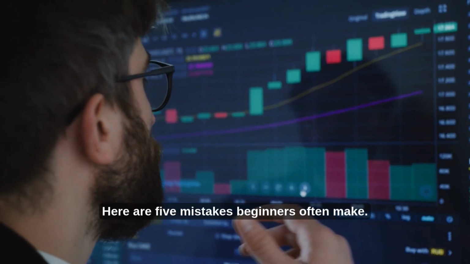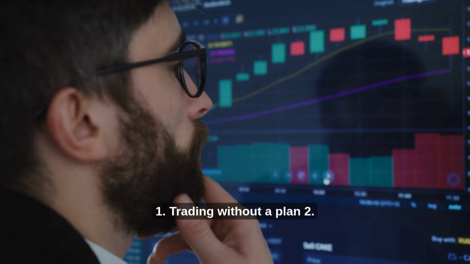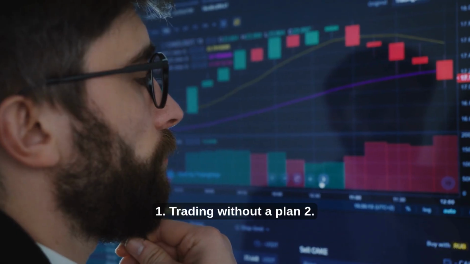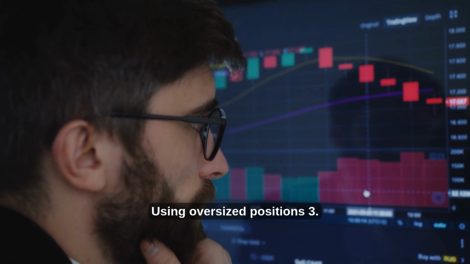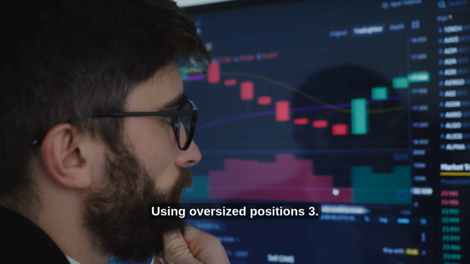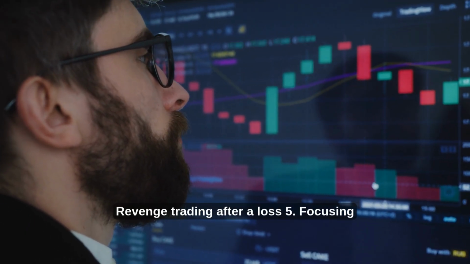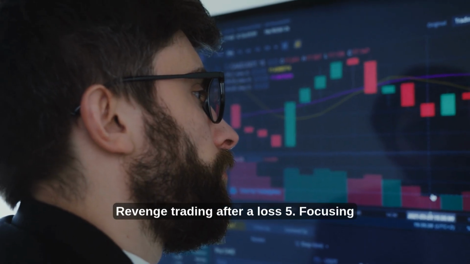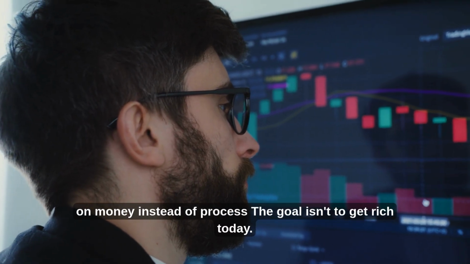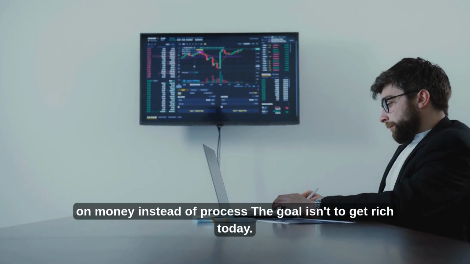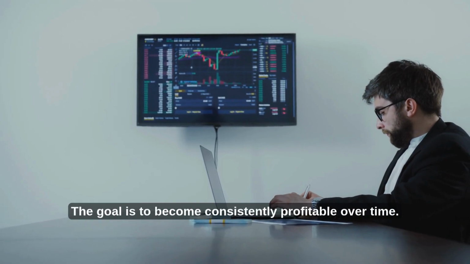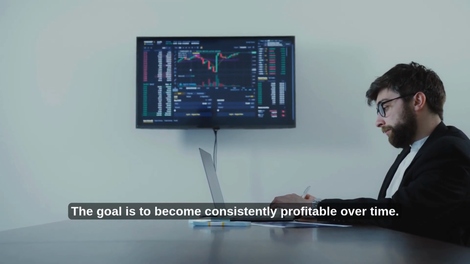Here are 5 mistakes beginners often make. Number 1, trading without a plan. Number 2, using oversized positions. Number 3, moving stop losses. Number 4, revenge trading after a loss. Number 5, focusing on money instead of process. The goal isn't to get rich today. The goal is to become consistently profitable over time.